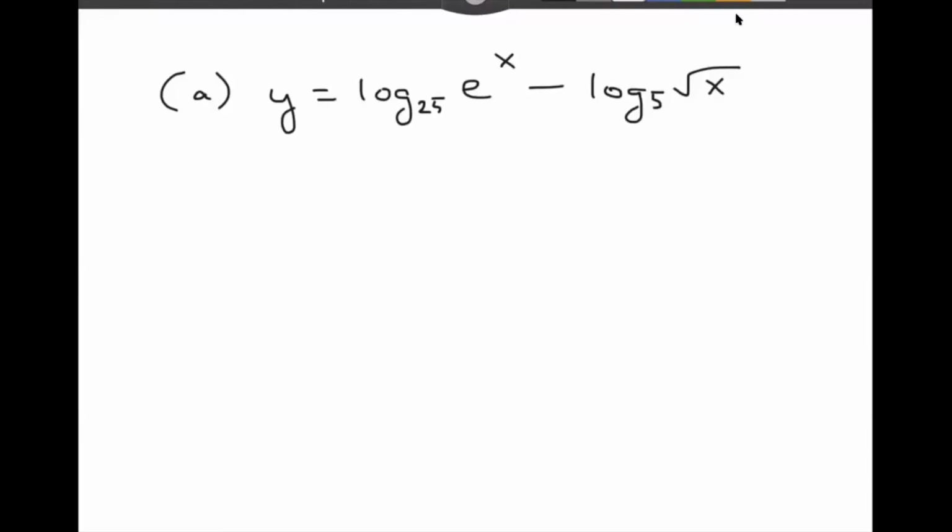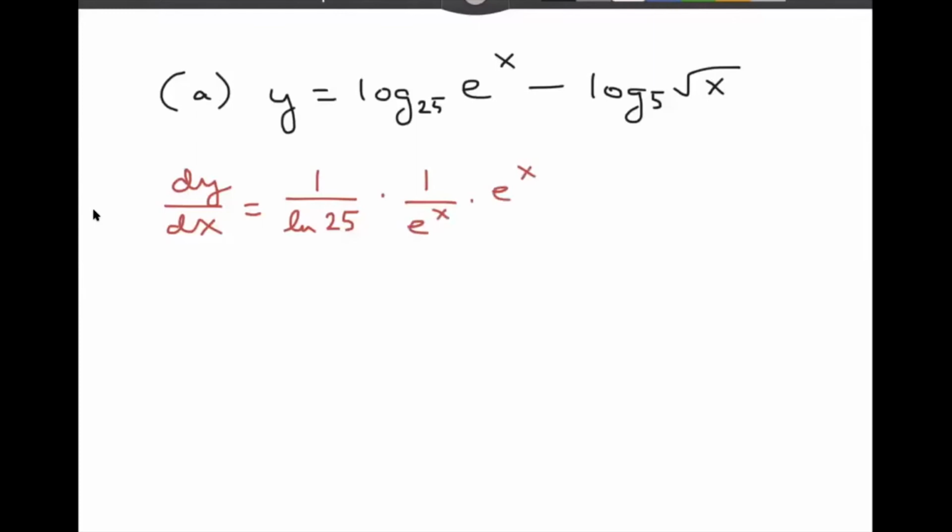So in this problem, we are looking for dy dx. So using the formula that we were just looking at, that would be 1 over natural log 25 times 1 over u times du dx. So something kind of cool happens in this case, because du dx is equal to e to the x. So we'll deal with that in a second, but that's kind of nice.